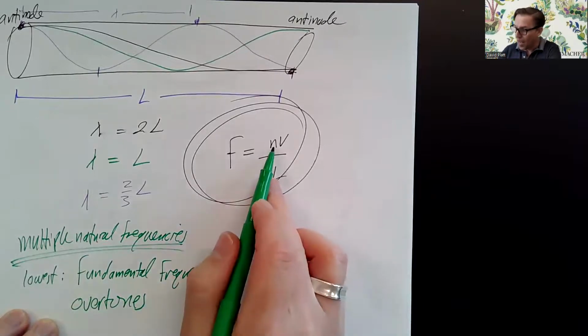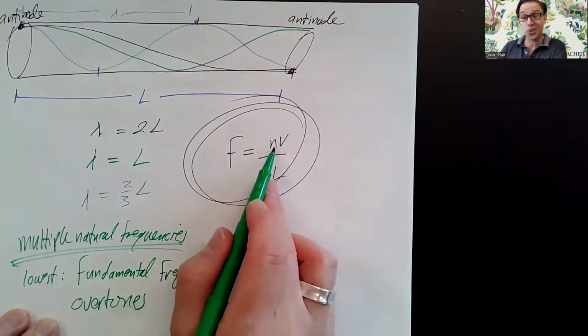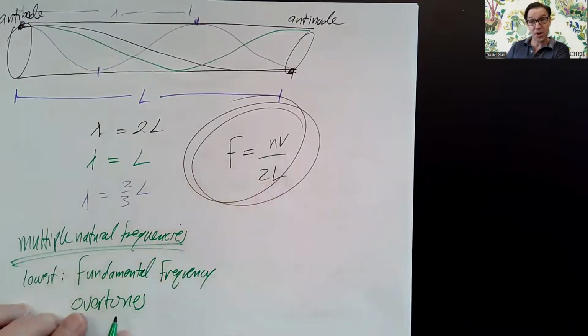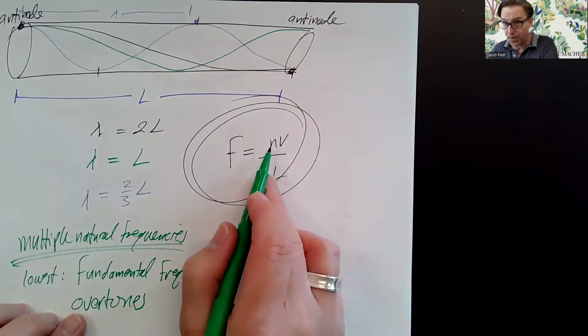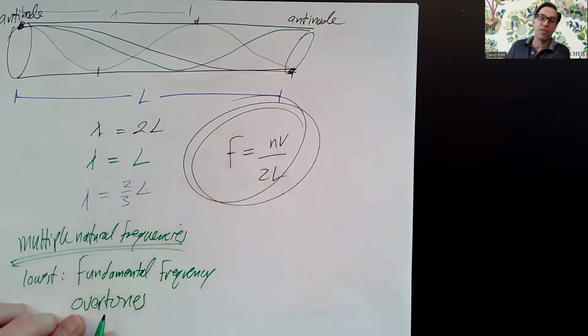So N equals one would give me the fundamental frequency. N equals two would give me the first overtone. N equals three would give me the second overtone. N equals four would give me the third overtone.